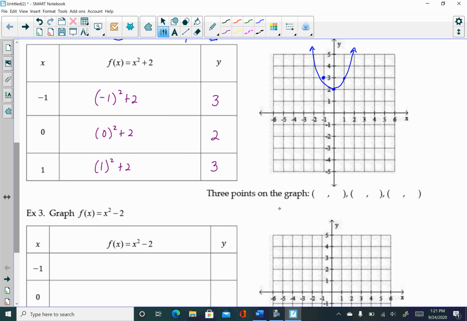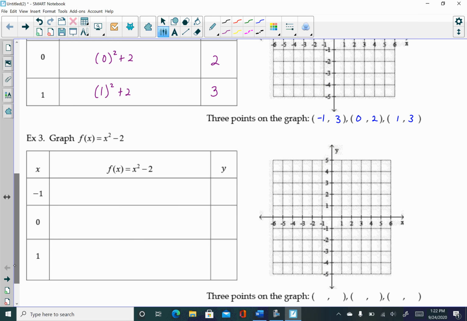And then I have a spot down here to get these 3 points, to sort of summarize it here. This is negative 1, 3, 0, 2, 1, 3. But anytime you have a parent function and you add a number out there, then all that it's doing to that original parent function is shifting it up that many units. So if this had been plus 3, then I would have been shifted up 3 units. If it had been plus 5, I would have been shifted up 5 units.